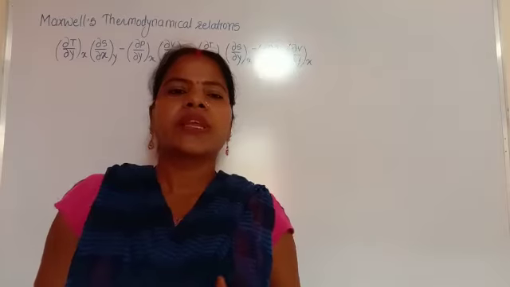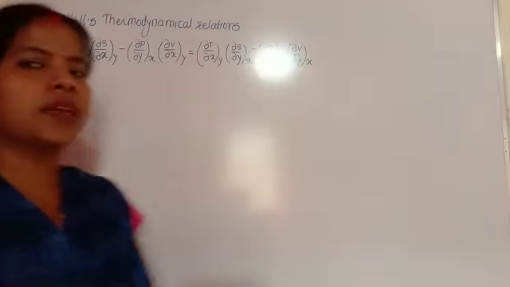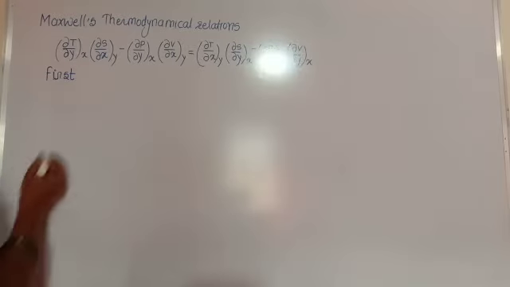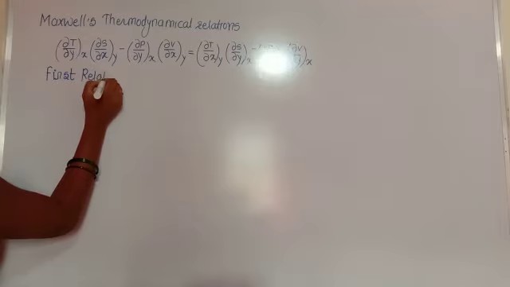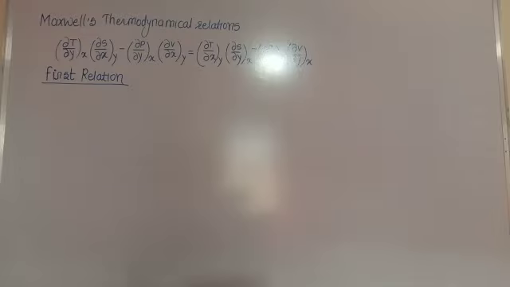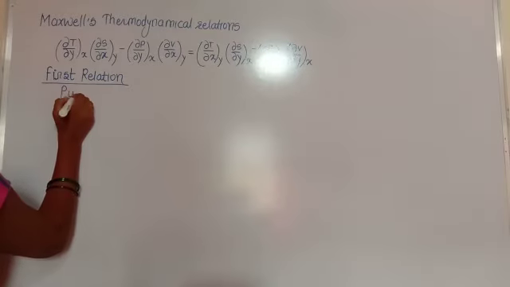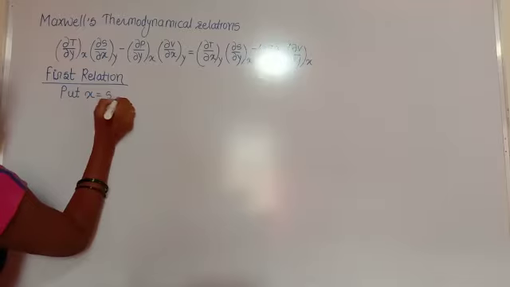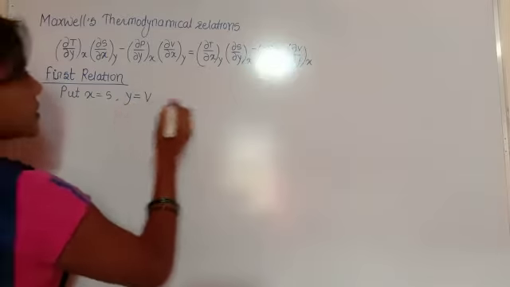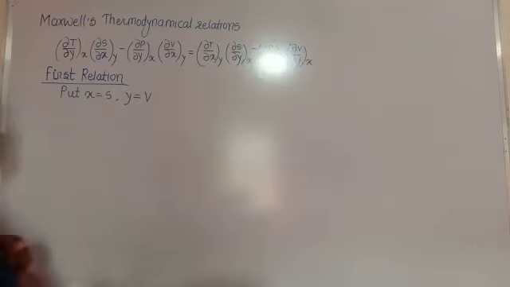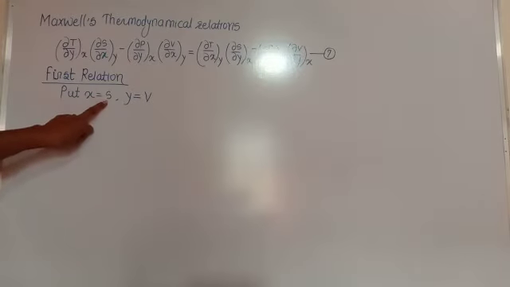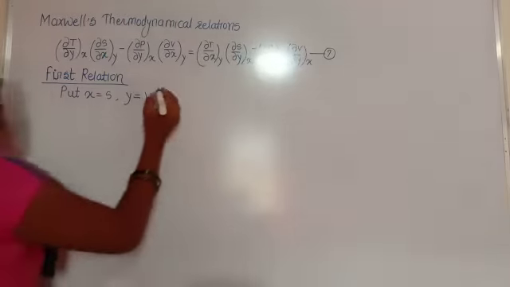In today's class we are calculating the Maxwell thermodynamic relations. The first relation: put x equals S and y equals V. I think this is equation number 7. So put x equals S and y equals V in equation 7.